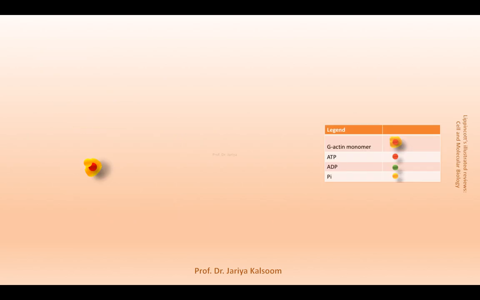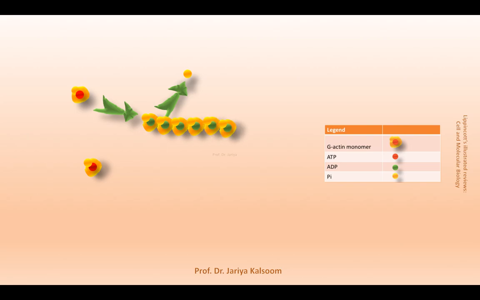Actin is made up of globular or spherical protein subunits. These subunits are called G-actin monomers. These bind to ATP, which helps them to join to form F-actin polymers. After their joining, ATP is converted to ADP. So these are the F-actin polymers which are being formed by the polymerization of G-actin monomers.